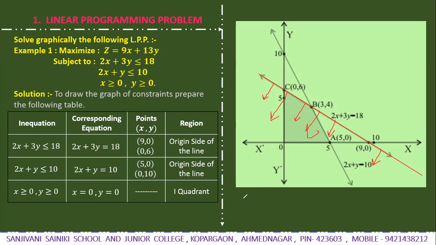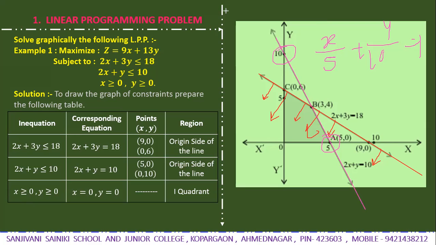Again, you can write its double intercept form like this. x upon 10 means 2 upon 5... so x upon 5 plus y upon 10 is equal to 1. So the first point is (5, 0) and the second point is (0, 10). Then we will just plot a line which passes through these two points.